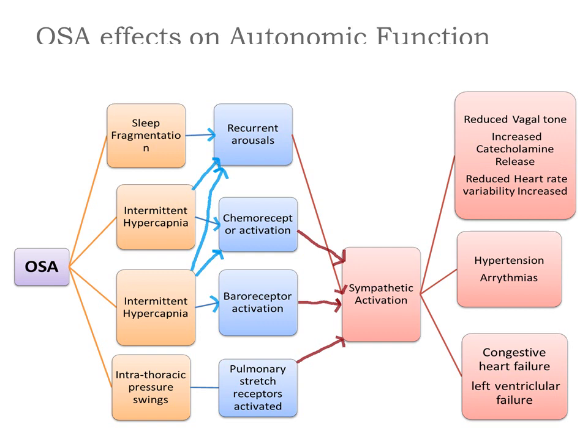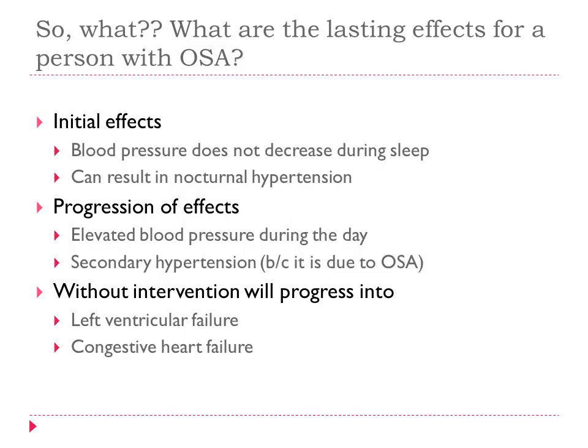So in this diagram, we see how OSA has certain factors that it causes: the sleep fragmentation, the hypercapnia, the hypoxemia, and the intrathoracic pressure swings, and how all of those cause another action, the recurrent arousals, chemoreceptor activation, baroreceptor activation, and pulmonary stretch receptors activation, all of those which cause your sympathetic activation, and then that leads to your cardiovascular effects. Let's go on to our next slide.